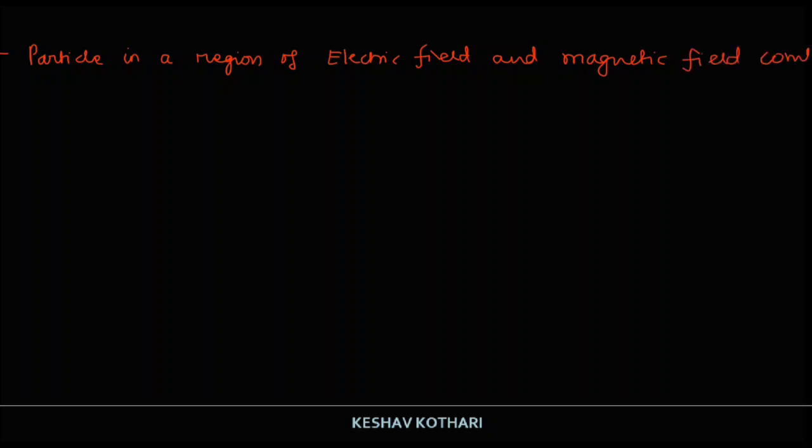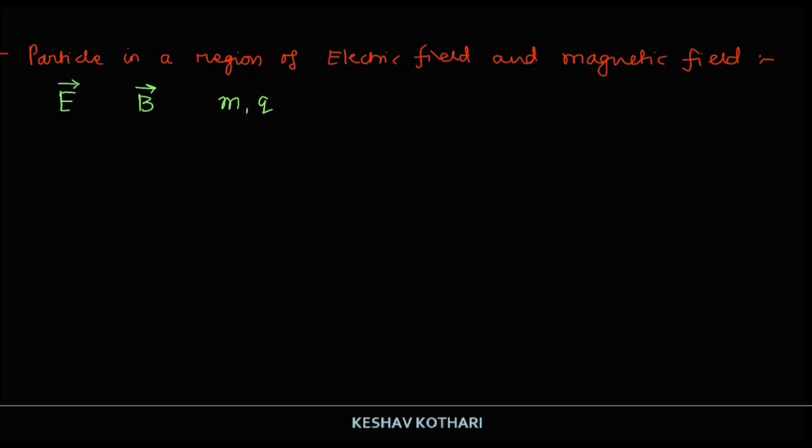So what is going to happen if the particle enters a region of electric and magnetic field in a combined way? So we are dealing with this aspect over here. Let us suppose that the electric field E is present in this region, which is represented as E vector, and magnetic field is present, which is represented as B vector. The mass of the particle is m and the charge is q.